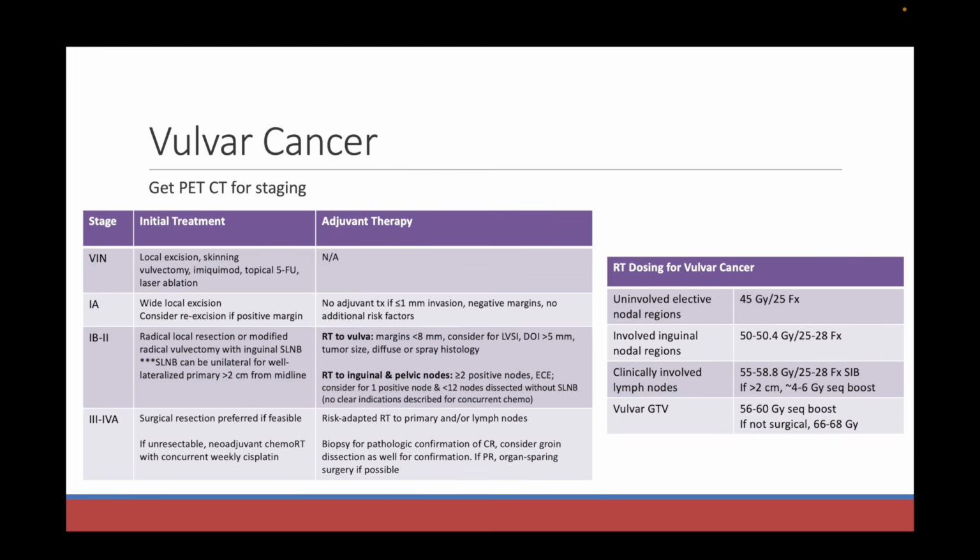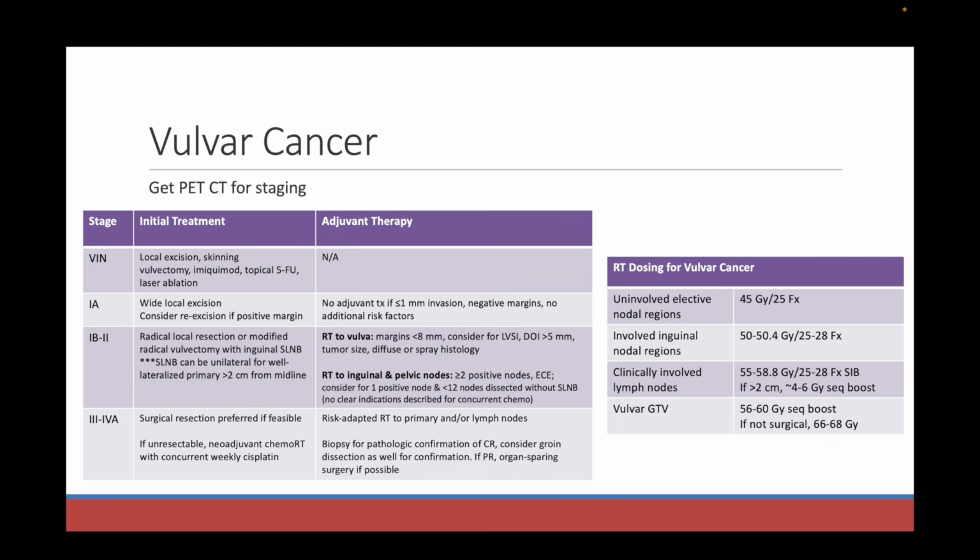that's actually considered stage 4. It's still stage 3 if you only have inguinal lymph node involvement, but once you have pelvic lymph node involvement, it's considered stage 4. So you treat your elective pelvic volume to 45 gray in 25 fractions, but you treat your inguinal nodes to 50 gray usually.